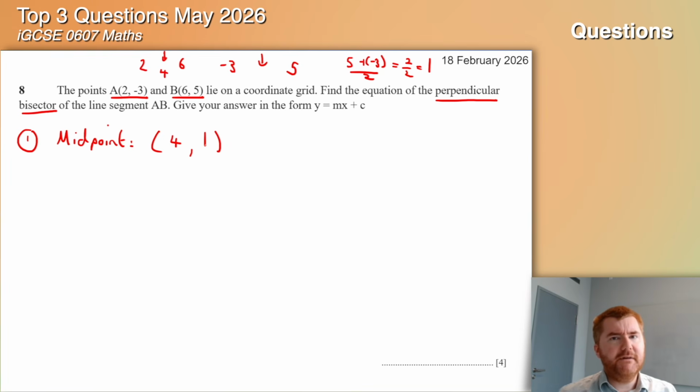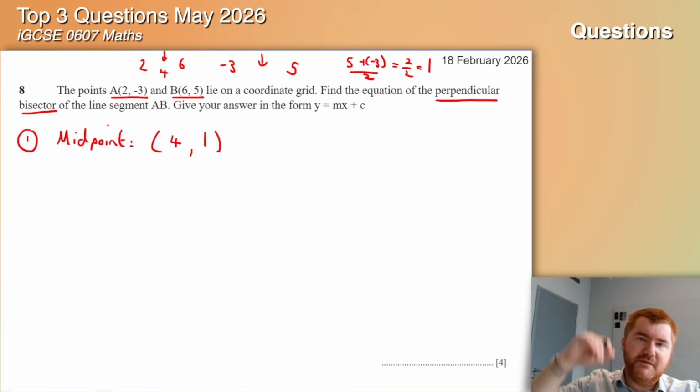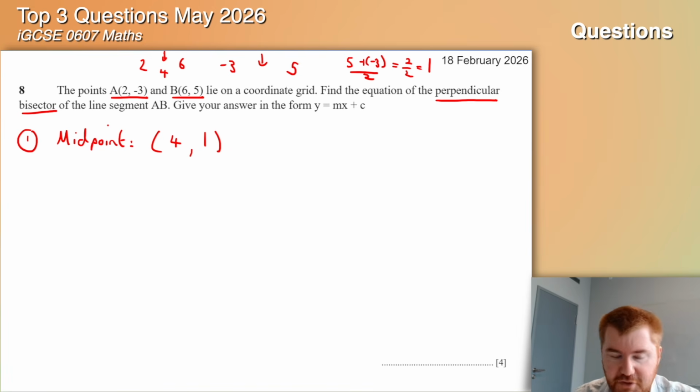You can learn the x1 plus x2 over 2 formula, but I find just writing the 2 numbers, finding halfway between, you can visually see that much quicker.